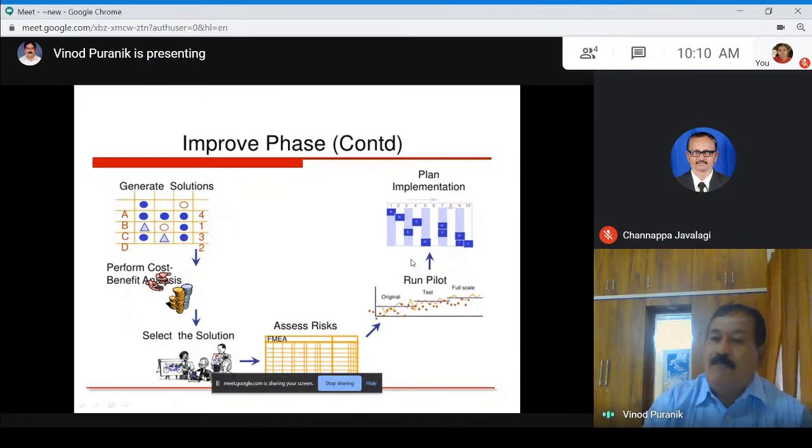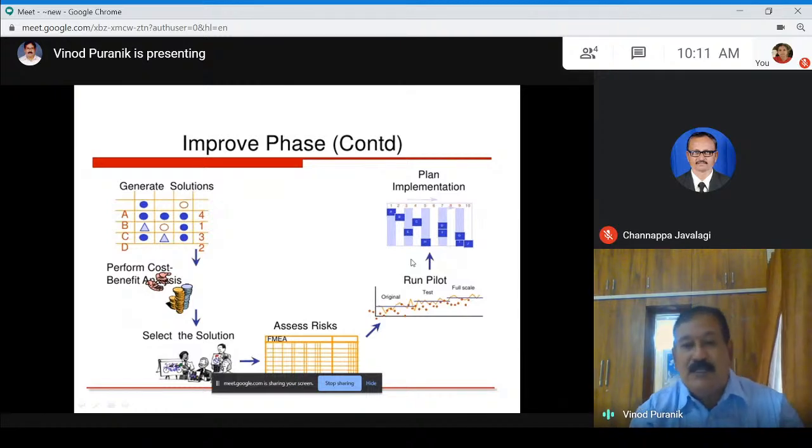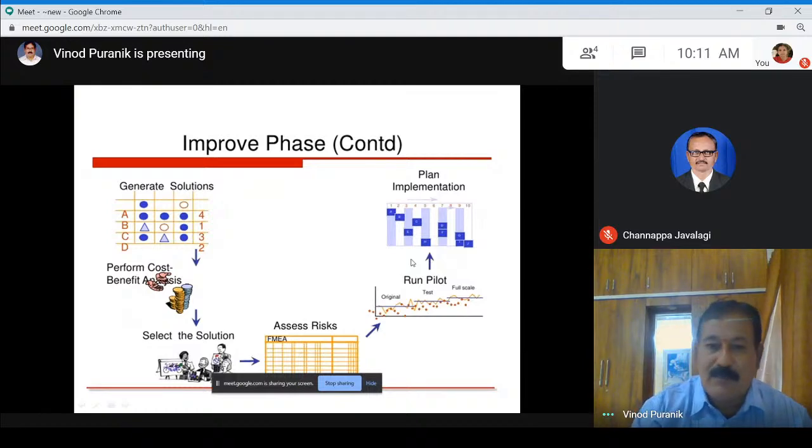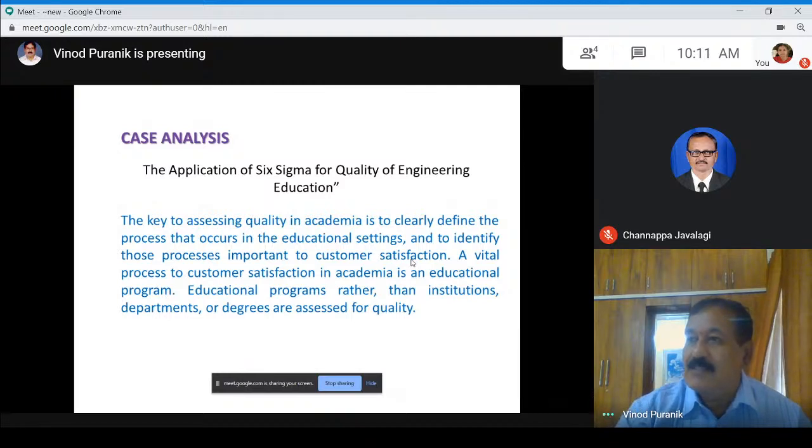We all know that because of the many engineering colleges and all those things, what is very important is how we will stand best out of that. So that is very, very important. How will Six Sigma help us to go ahead of the other colleges? So I want to make a simple case analysis of that.